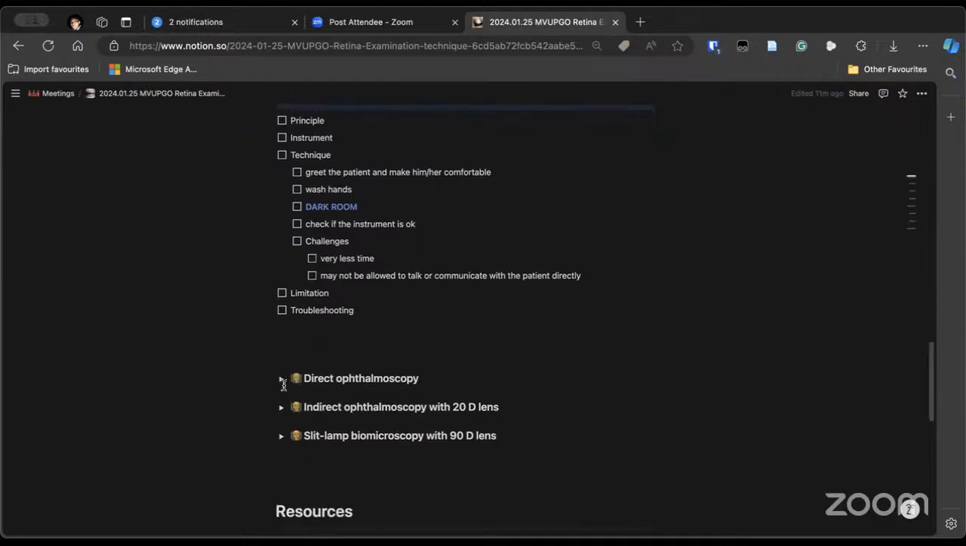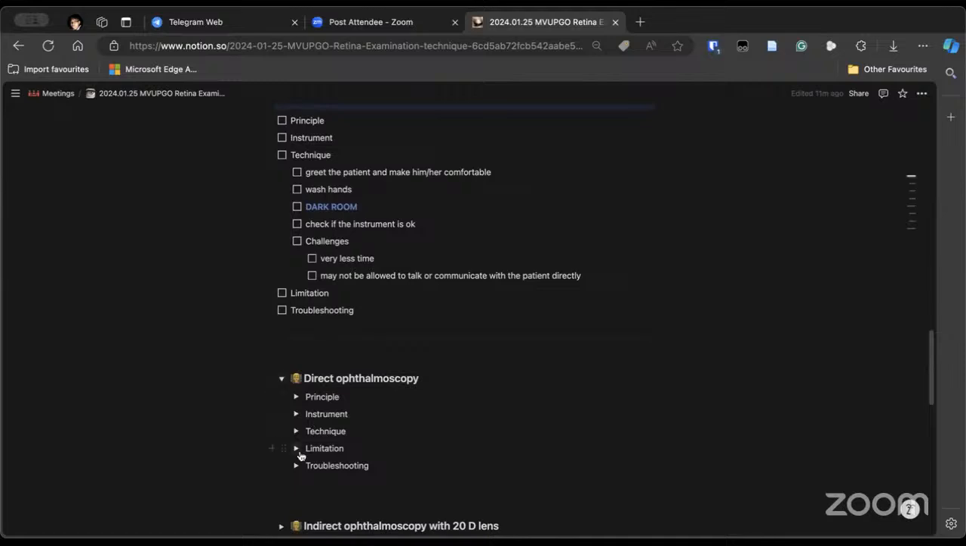I'll come to direct ophthalmoscopy now, because most people are not using direct ophthalmoscopy in clinics as of now. But you need to practice it. At least do it in 100 patients, because the direct ophthalmoscope is usually not given, but it is an essential skill, and it can be given. If you say that you have never used a direct ophthalmoscope, you will definitely fail.